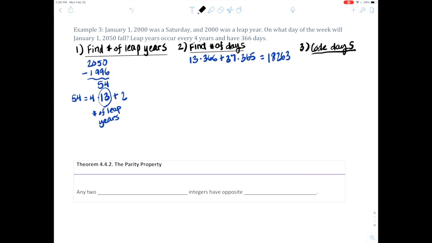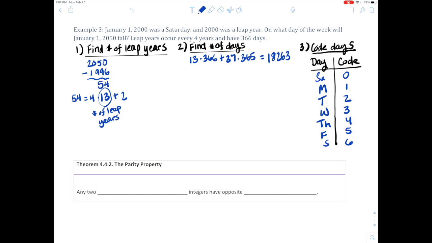So if we code the days, we'll make a numeric code. We can call Sunday day 0, Monday day 1, Tuesday day 2, Wednesday day 3, Thursday day 4, Friday day 5, and then Saturday would be day 6. Cool so far? Awesome.